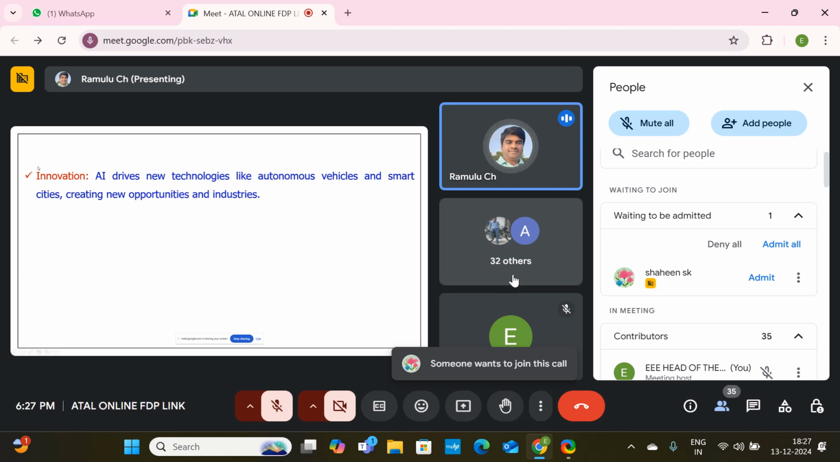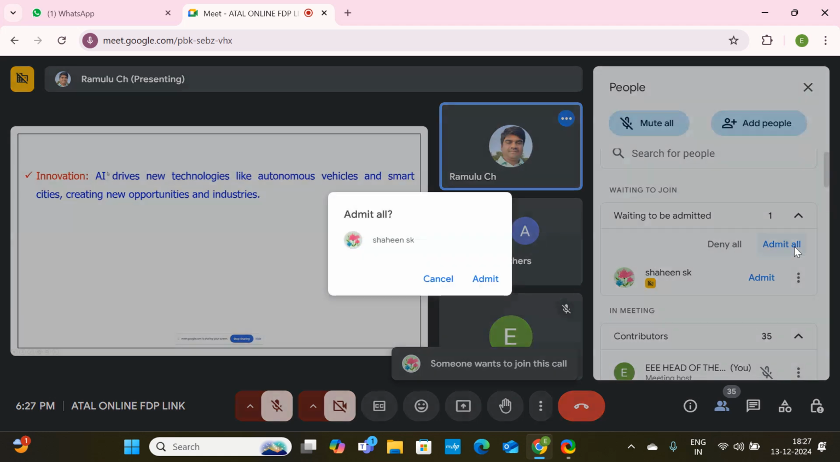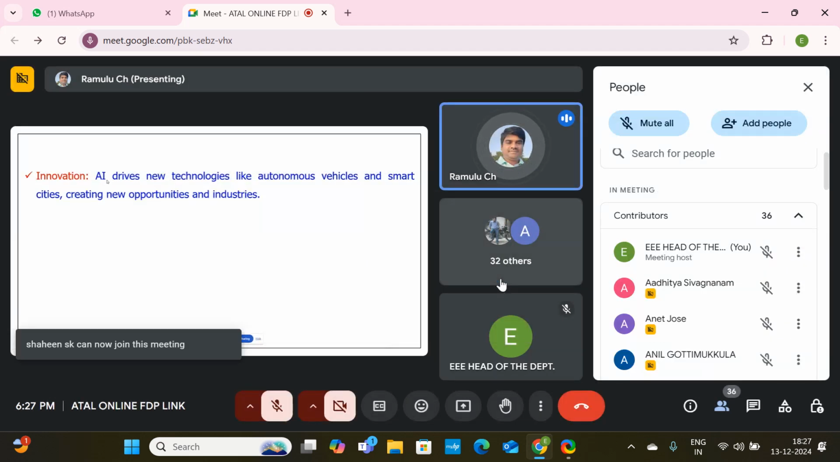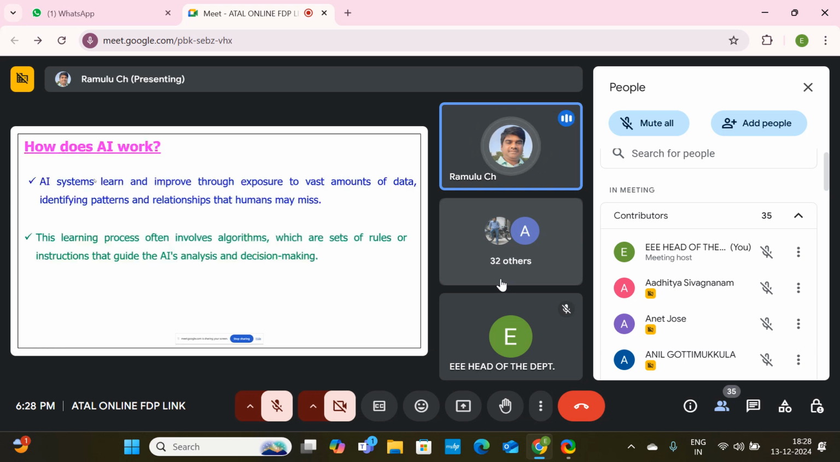So, in order to make innovation, AI drives new technologies. Because of the implementation of AI, new technologies like autonomous vehicles, self-sustained vehicles, and smart cities are possible, creating new opportunities and industries with the help of AI. These are the five key important reasons why AI is popular.